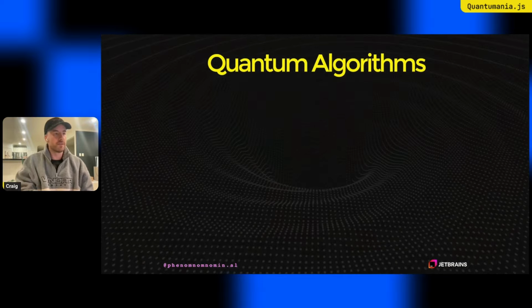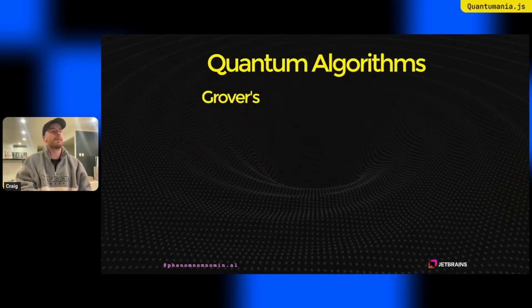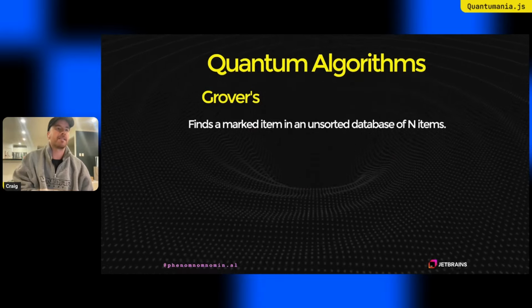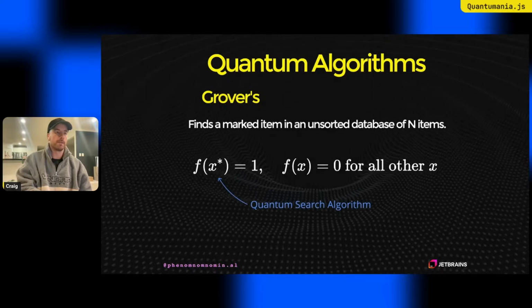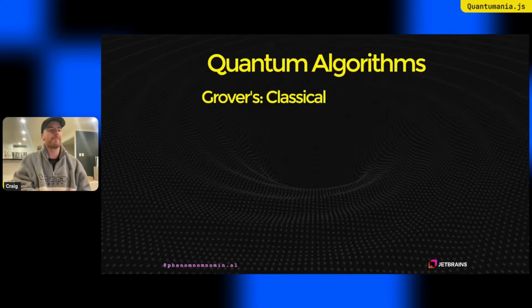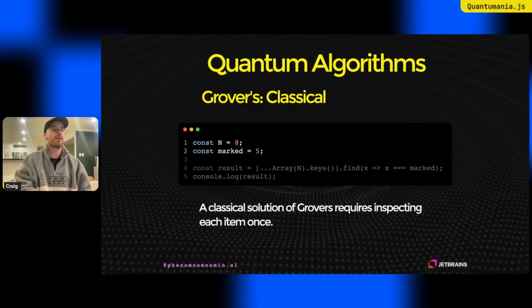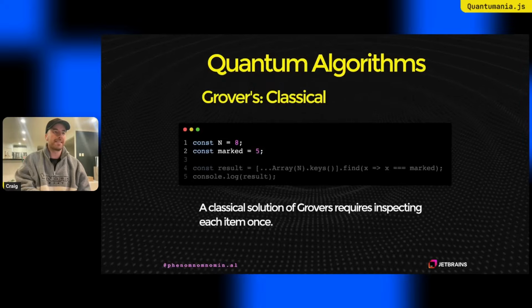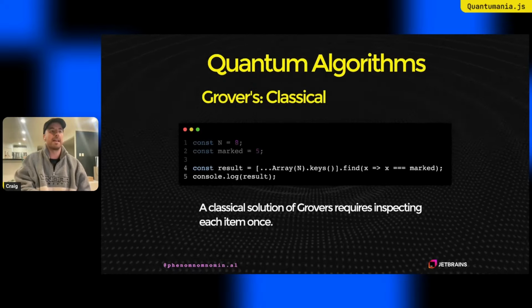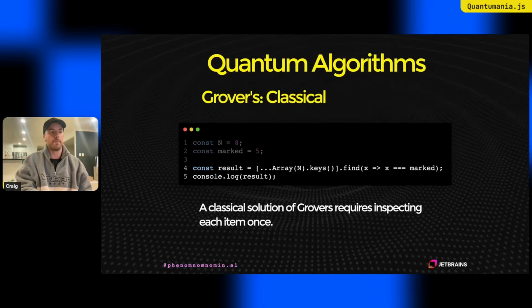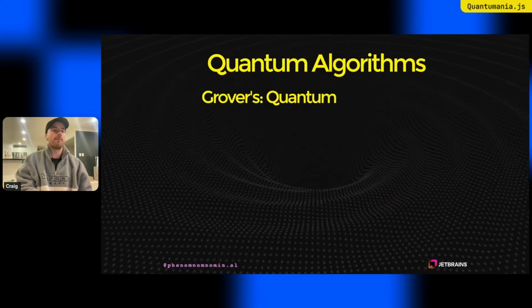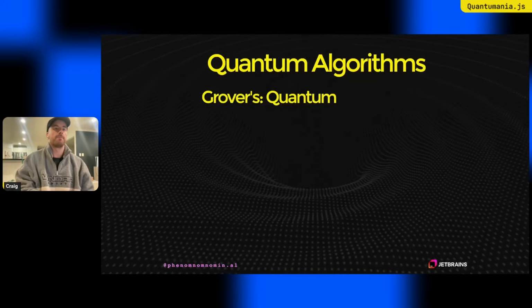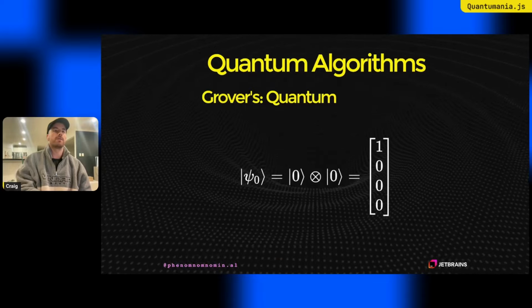Cool. So we have Grover's algorithm. Grover's algorithm finds a marked item in an unsorted database of n items. You can think of this as kind of like a quantum search algorithm. In the classical case, this requires inspecting every item in the database once, so it's not particularly efficient. But we have a quantum version of this algorithm too. In this example, we're going to use 2 qubits.